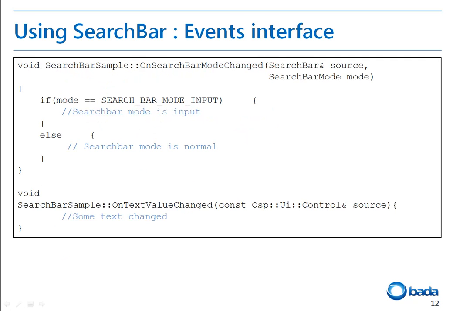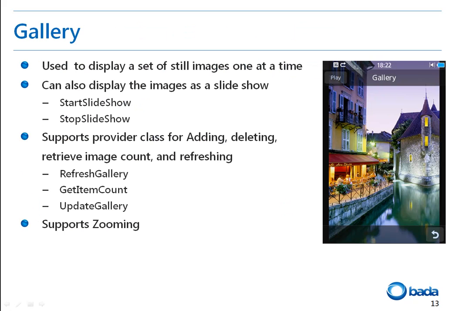Here I've displayed the events interface. The event onSearchBarModeChanged notifies that the mode of the search bar is changed. The argument searchBarMode specifies if the mode is input or normal mode. The onTextValueChanged event notifies that some text has changed. The gallery is a UI control used to display a set of still images one at a time. Images can be scrolled through horizontally.